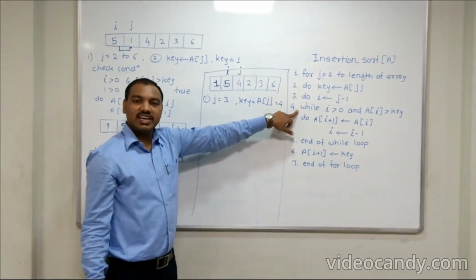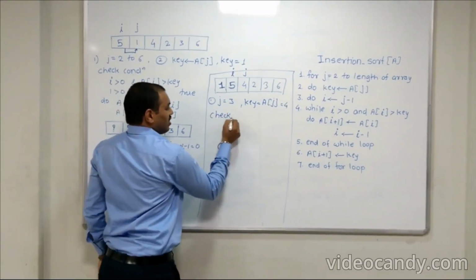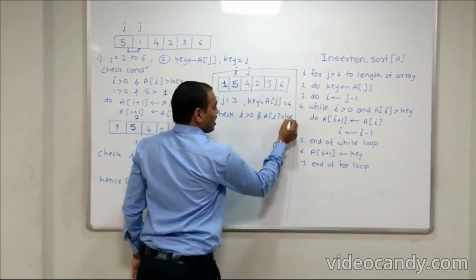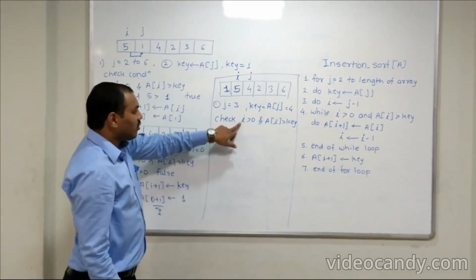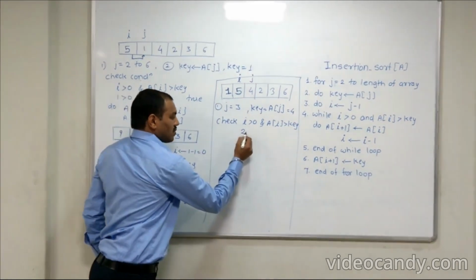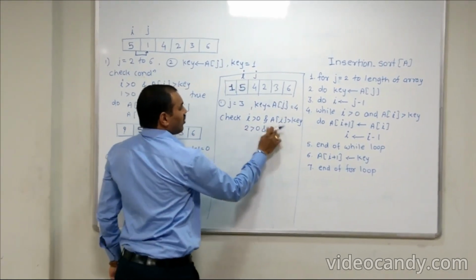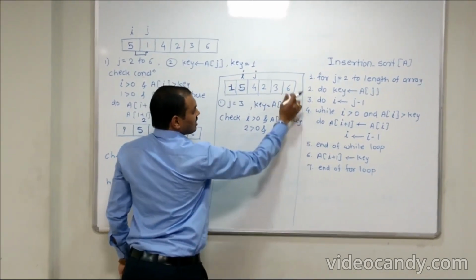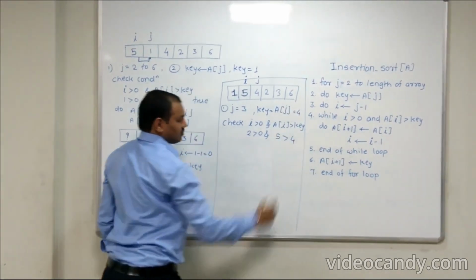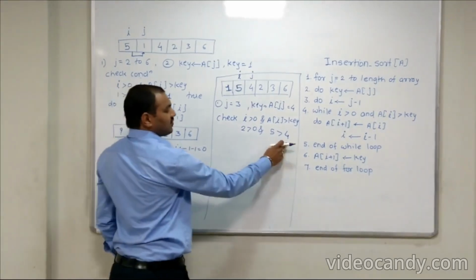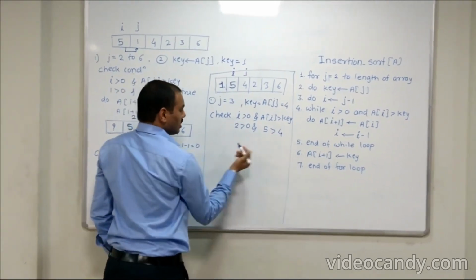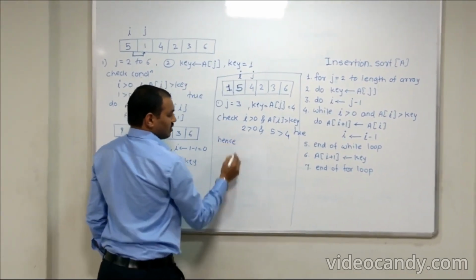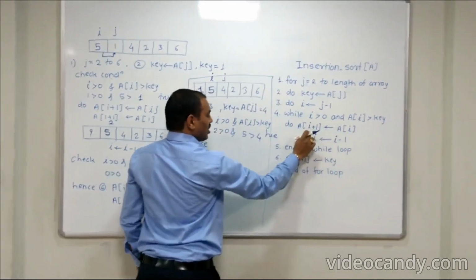Then again check the conditions. Check whether I is greater than 0 and a of I is greater than key. So value of I is 2, 2 greater than 0, and a of I is 5 greater than key, value of key is 4. So 5 is greater than 4, condition true, and hence if condition is true, a of I plus 1 becomes a of I.